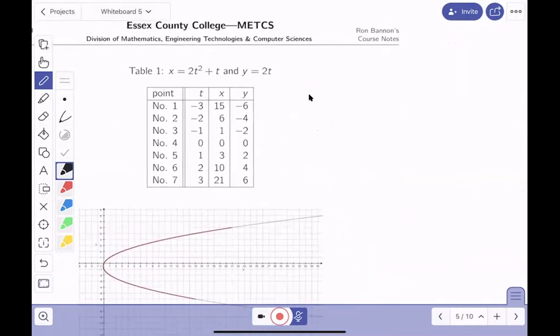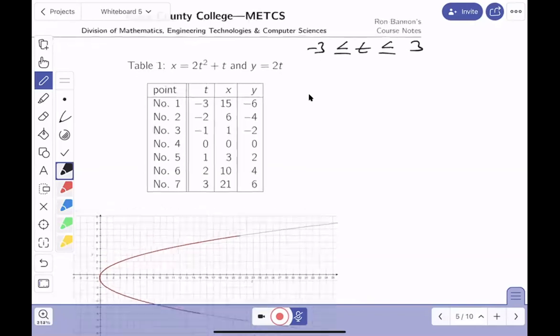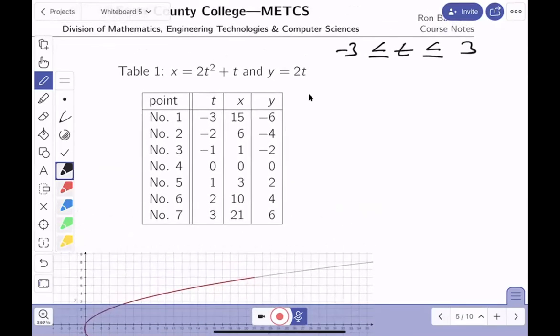I want to point out here, they told me that the t's, I'll write this over here. They said the t's were between -3 and 3. All right. They want me to verify the table, by the way. And so it's a lot of work. Not really. So I want to point out what I did. I like to go in order for the t's.